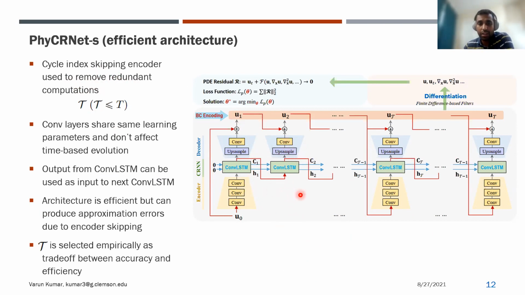In this case, what they're proposing is that they don't do that auto-regressive step for each time step. Instead, they do that after a particular interval, and that is being determined by this factor tau or T. Instead of feeding the output from the first time step, they're actually feeding the output from the convolution LSTM layer, and that is being fed to the next LSTM layer.